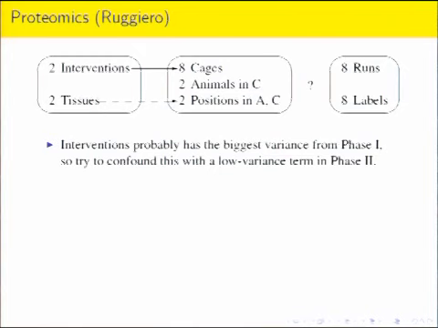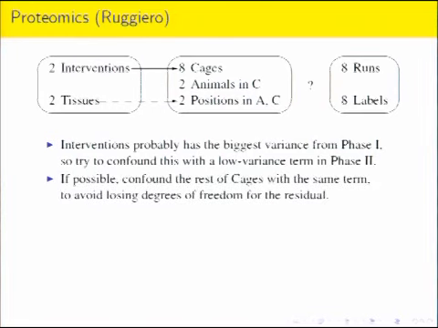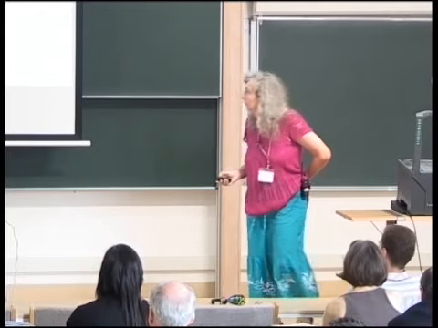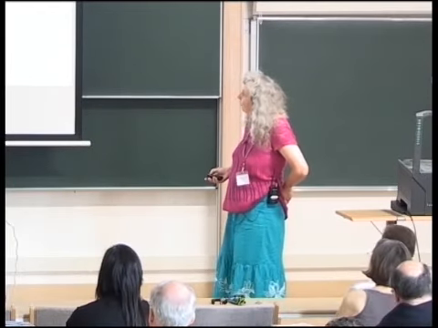So at the second stage, we probably want to confound it with a low variance term. And for me, that means probably making it not confounded with runs, not confounded with labels, but orthogonal to both. We don't want to lose any degrees of freedom here. So if we're making whatever we do make cages confounded with, we'd like the whole of cages to be confounded with. So that's thinking about the interventions.